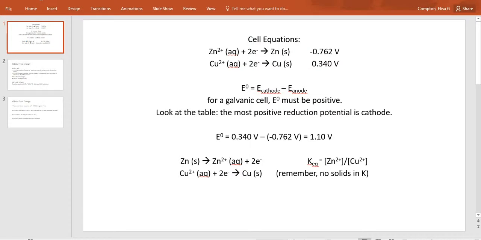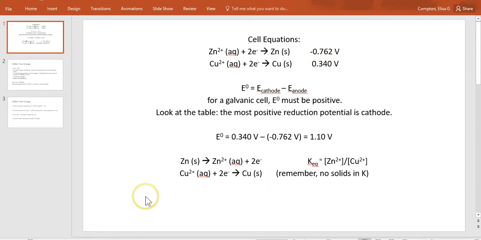So I wanted to look at a few things about the Daniell cell that we set up for the Gibbs Free Energy Lab before we start looking at how to do the math. For one, I just took the standard reduction potentials from the chart for the two half cells that we're looking at. We have the zinc half cell, which has a standard potential of negative 0.762 volts, and the copper half cell, which has a cell potential of 0.340 volts.